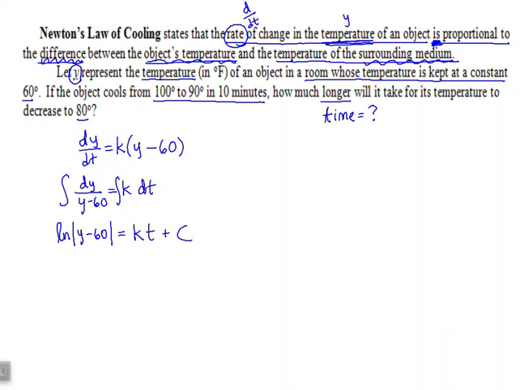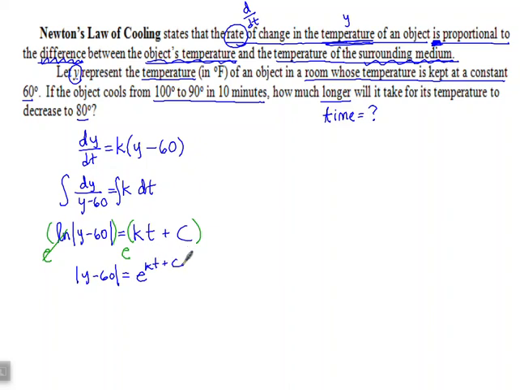Now I'm going to need to solve for y because it's going to be more helpful in order to work with our problem. So to get rid of the natural log, we will exponentiate both sides. Write both sides as the exponent for base e. We do that because those are inverses, and then I've got the absolute value of y minus 60 equals e to the kt plus c.